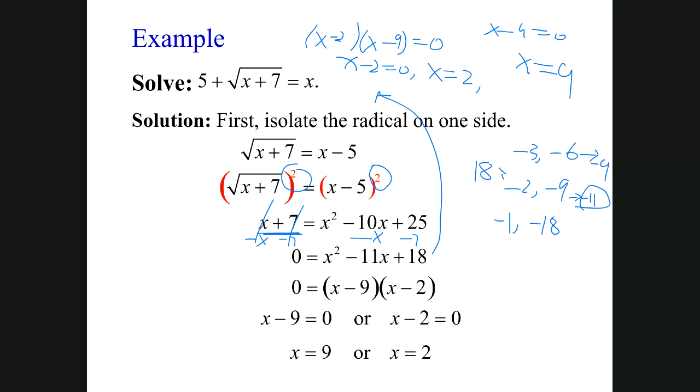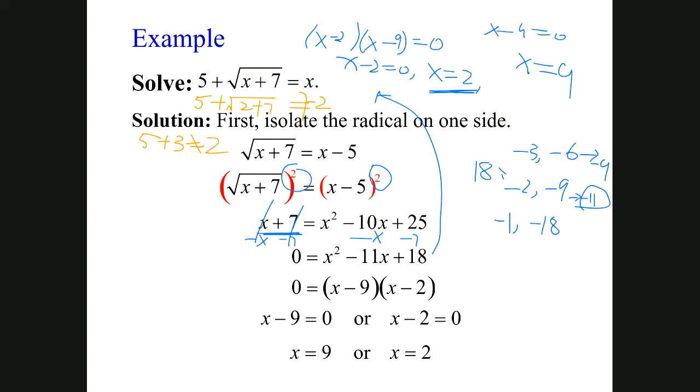But let's check x equal to 2. How do you check this one? It's very easy. We plug a 2 in, so we have 5 plus the square root of 2 plus 7, with x equal to 2. Is this equal to the right-hand side, which is 2? The answer will be no. Look at that, 2 plus 7 is 9. The square root of 9 will be 3. And of course, 5 plus 3 is not equal to 2.